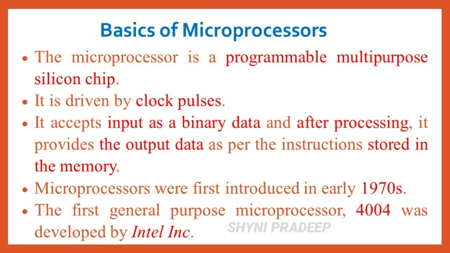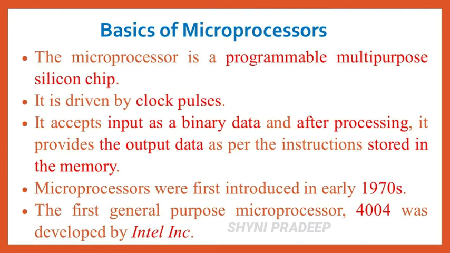So what do you mean by CPU? Central Processing Unit. We all know that the CPU is the major component of computer which performs all tasks. It is nothing but microprocessor which is an integrated circuit. These microprocessors were first introduced in 1970s. The first general purpose microprocessor 4004 was developed by Intel Incorporation.